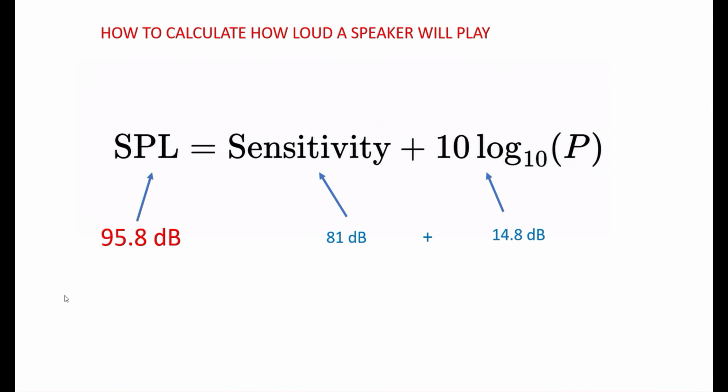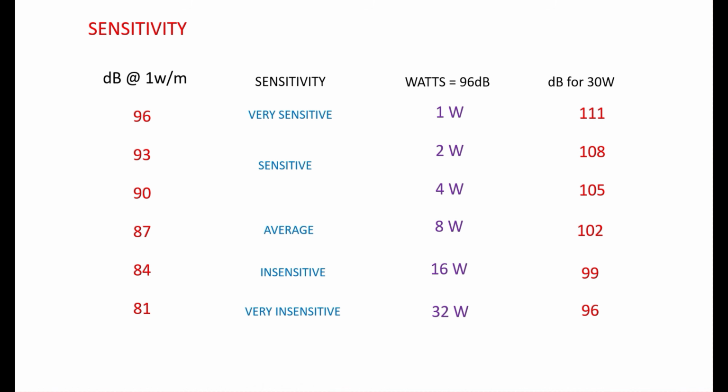So let's do that for all of these speakers on our little table. Here's the 81 sensitivity speaker. It's going to produce 96. When I get a 90 sensitivity speaker, I'm going to be producing 105 decibels, and a 96 sensitive speaker is going to be producing 111 decibels. Now remember, this is not a linear scale, this is logarithmic, so for every 10 dB that's a doubling in volume, right? So 96 to 105 is almost 10 dB, that's double, right?